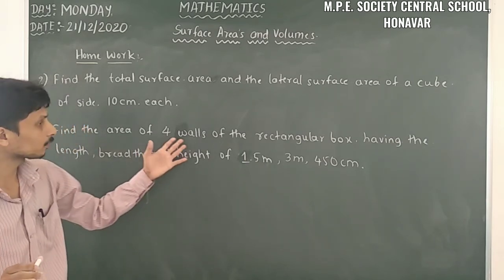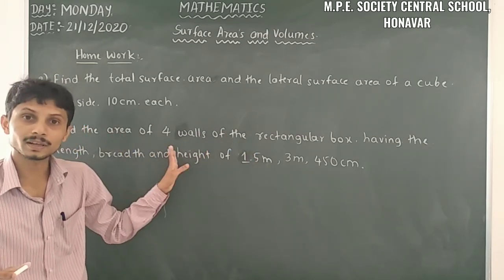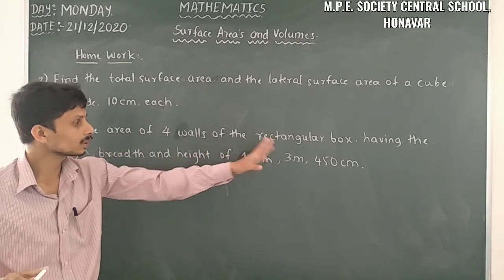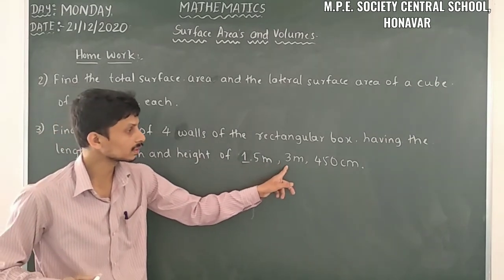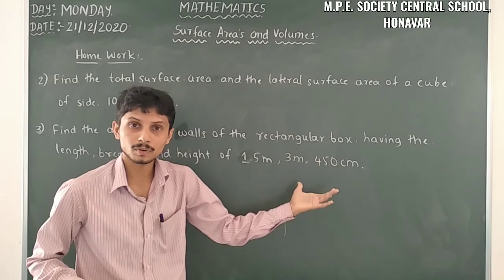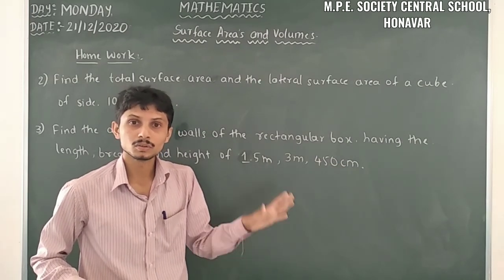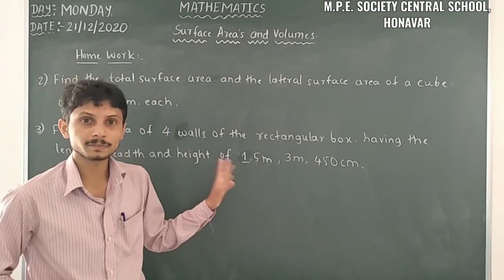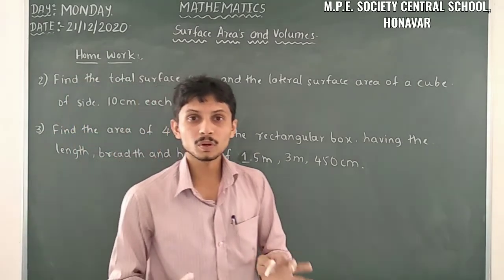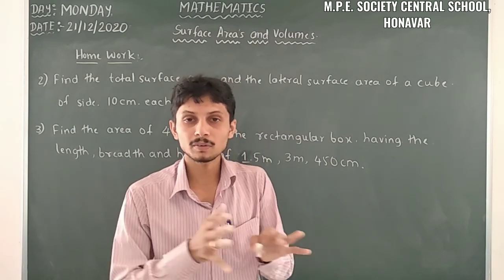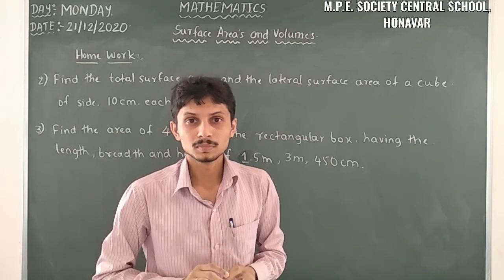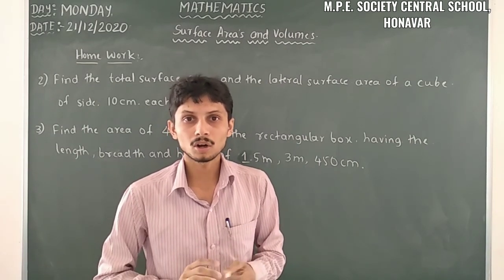Then find the area of the 4 walls of the rectangular box, having length, breadth and height of 1.5 meter, 3 meter and 450 centimeter. Here just observe we have centimeter, so you have to convert it into meter, and only then find the lateral surface area of the cuboid. So that you have to find out. I hope you understood what total surface area and lateral surface area are in the case of the cuboid and the cube. With the help of some materials you learned all these things.